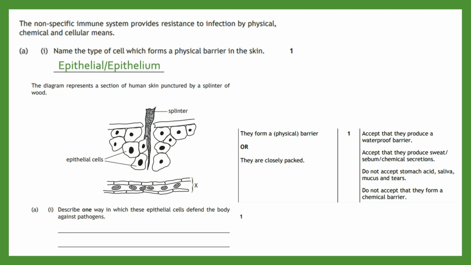So I hope this was a clear introduction to the immune system, and we'll continue on by looking at the more specific defences as well as things like immunisation and clinical trials.